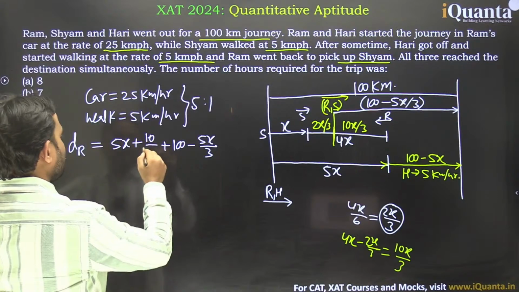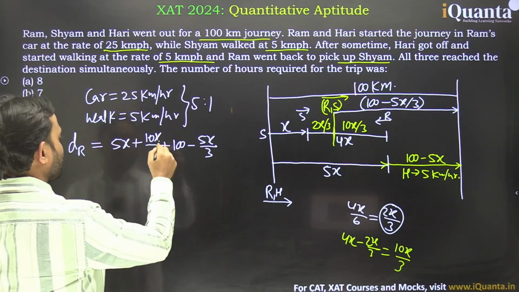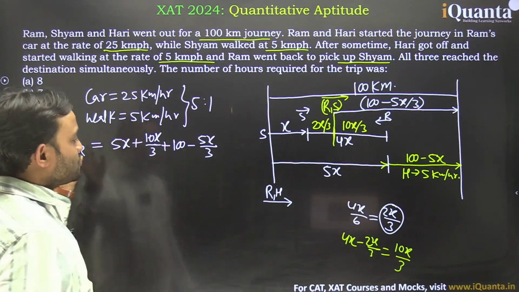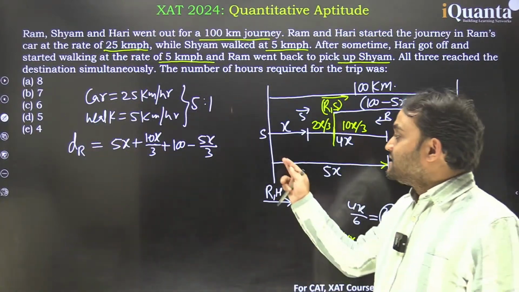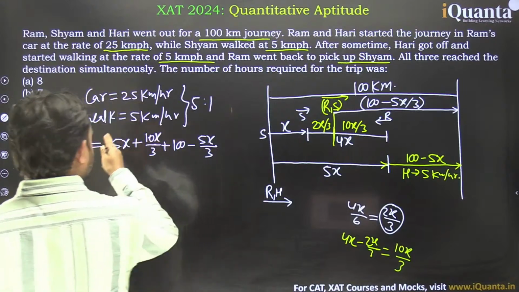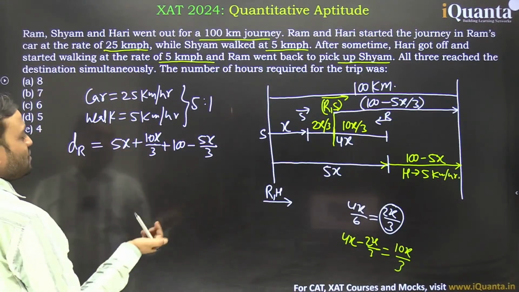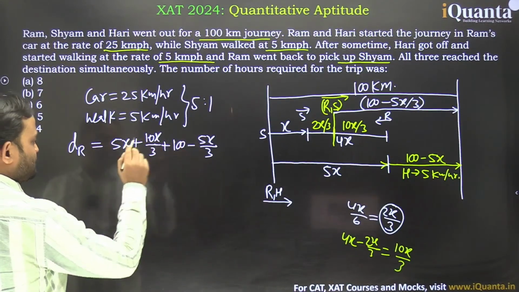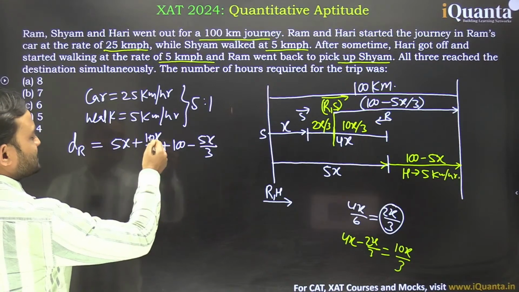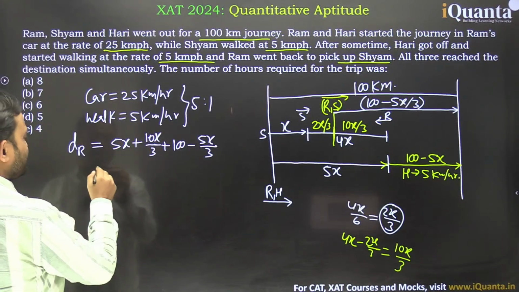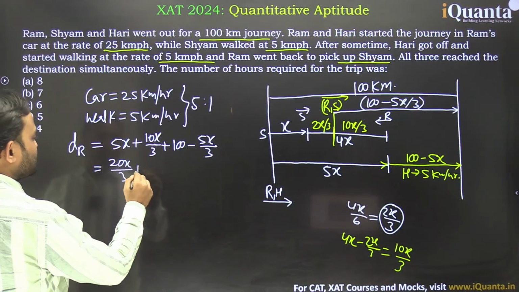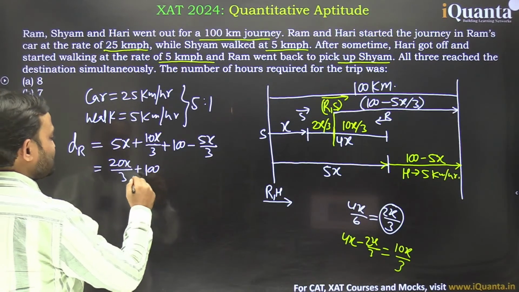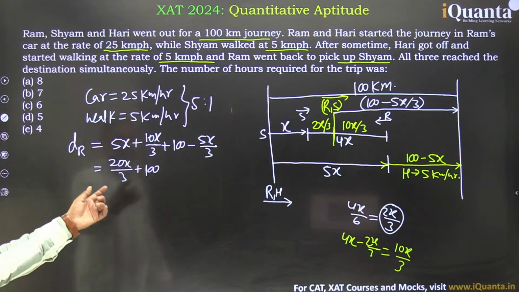This is 10x by 3. This is the total distance. This is the total distance travelled by Ram, which will be equal to 5x, this is 5x by 3, 5x is 15, so 20x by 3 plus 100. This is the total distance travelled by Ram.